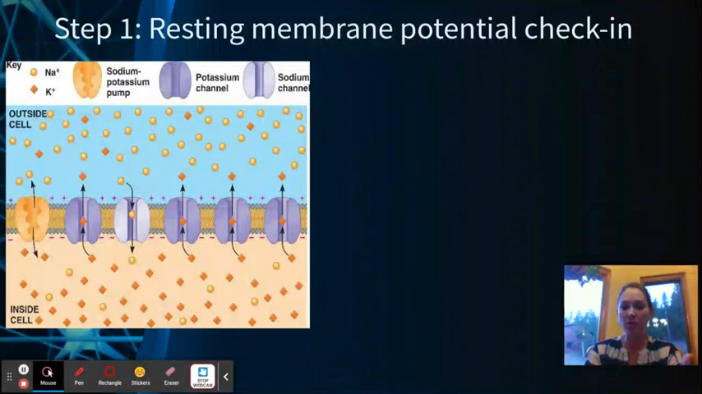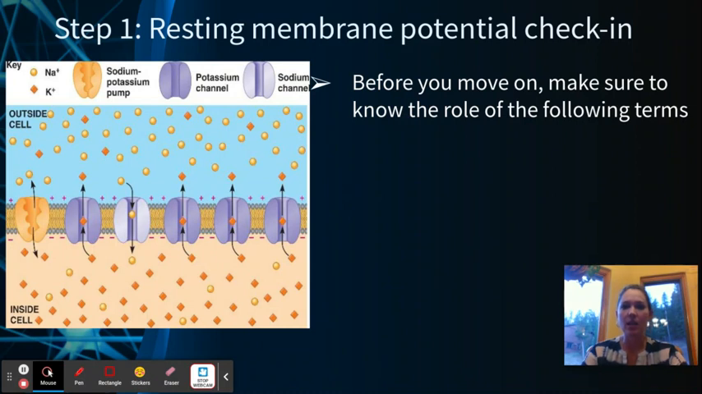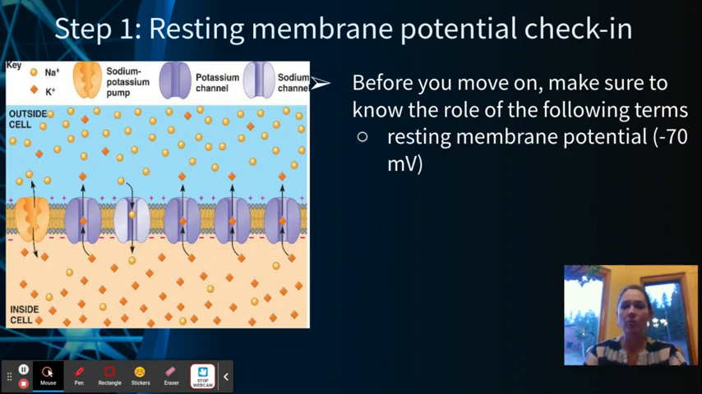Before you move on to action potential, you need to review what we talked about last week, which is step one, the resting membrane potential. These are the things that you are expected to know and should review for the resting membrane potential. This was also gone over in your homework assignment from the weekend. Reminder that the resting membrane potential is when a neuron is at rest and not excited.